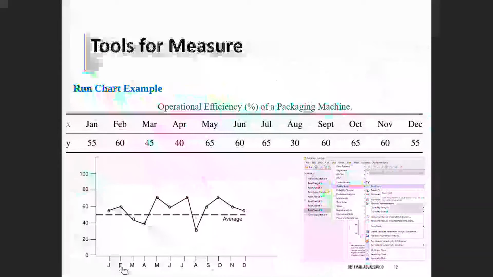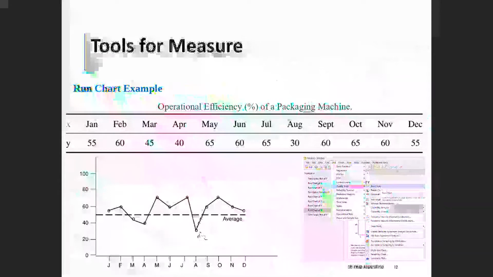J for January, February, March, April, and so on. It shows where the peak is, where the low is, and where the average efficiency of that packing machine is over the year. This is maybe around one year of performance, so you can tell there are some months, like August here, with low operational efficiency. So in the analyze phase, you can investigate more and find the reasons.